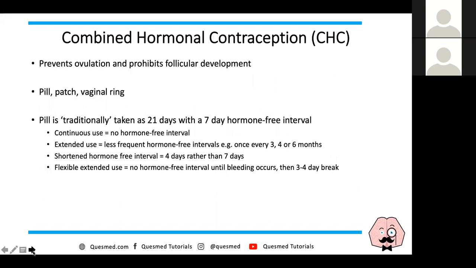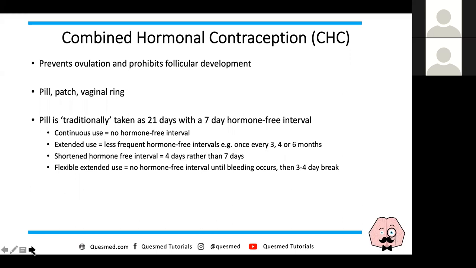So let's talk about combined hormonal contraception, or CHC as it's often abbreviated. So the primary way this works is it prevents ovulation, it stops follicles from developing. So traditionally, the combined hormonal contraception is taken as a pill. It also comes in patch and vaginal rings, which are slightly less popular.